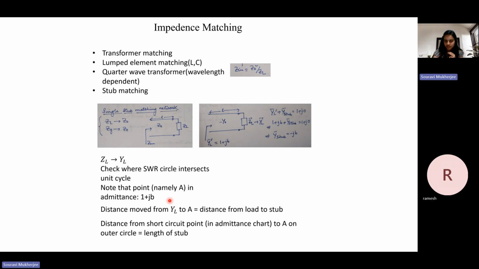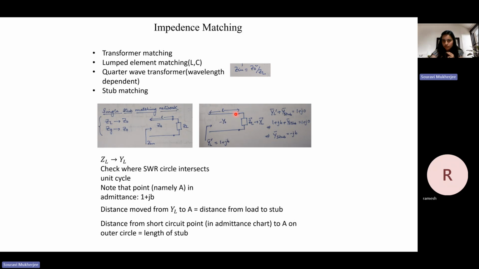So if your question asks where we are adding the stub, we first locate YL on the Smith chart in the admittance chart. Then we see where this circle intersects the unit circle where the resistance is 1, such that the new admittance takes the form of 1 plus jB. Some B value you will get from the chart. The difference between these two points on the scale in the Smith chart will give you the length where you have to add your stub.